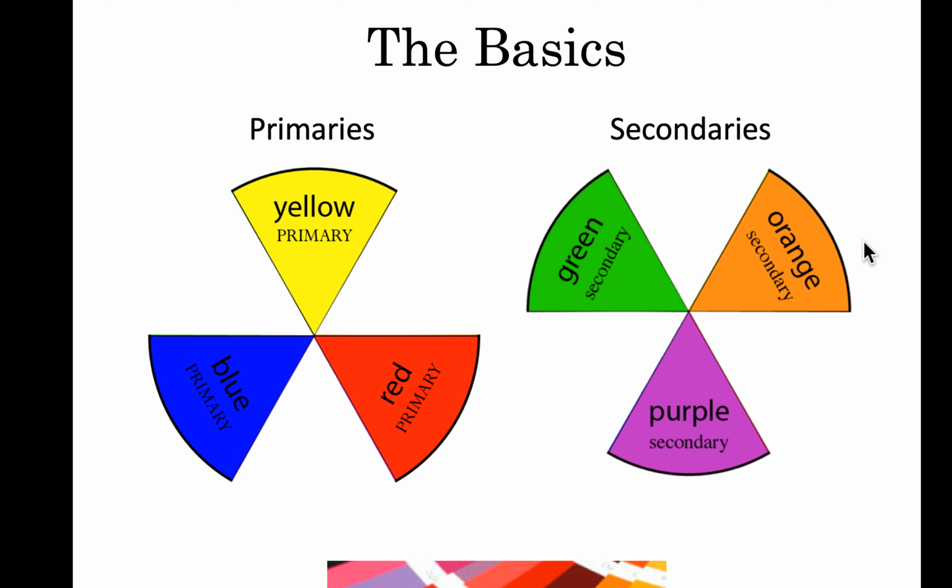So yellow and red make orange. Yellow and blue make green. Blue and red make purple or violet. That works too. So now we end up with 6 colors. 3 primaries. From those 3 primaries, we create 3 secondaries.